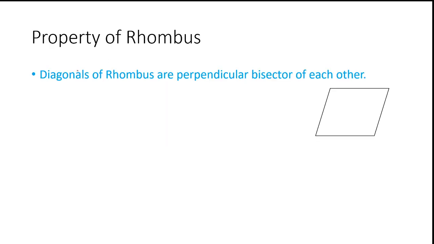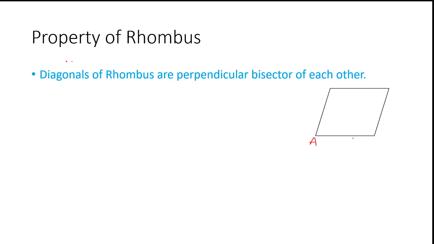Now, property of rhombus. Let us learn the property of rhombus. Diagonals of rhombus are perpendicular bisector of each other. This property we want to prove. Besides all the properties of parallelogram and kite, the diagonals of a rhombus have one special property, that is, they are perpendicular bisector of each other.